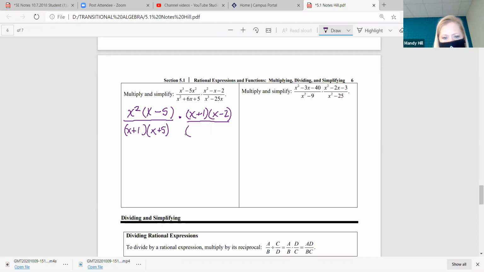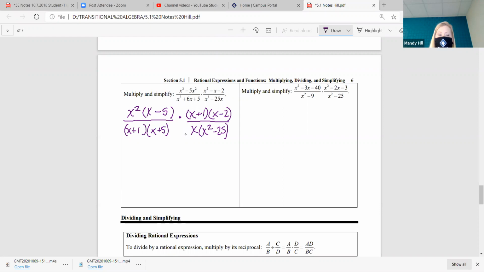Okay. Looks to me like this one's a little bit different. This is x to the third minus 25x. I could pull an x out of both of those. If I take an x out of x to the third, that's just going to get me x squared. If I take an x out of minus 25x, I've got minus 25.